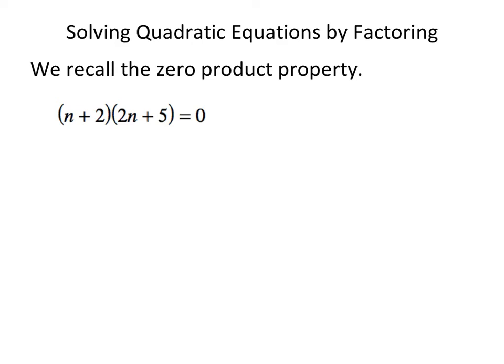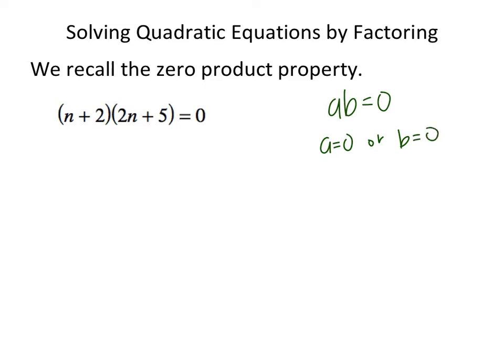For your continuation of today's lesson, we're applying what we learned in the past few lessons and using them all together at once. So we're going to recall our zero product property. The zero product property tells us that if A times B equals 0, then either A equals 0 or B equals 0.